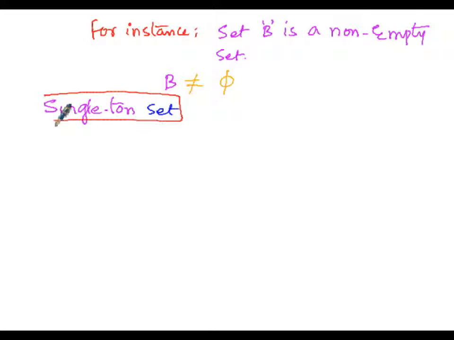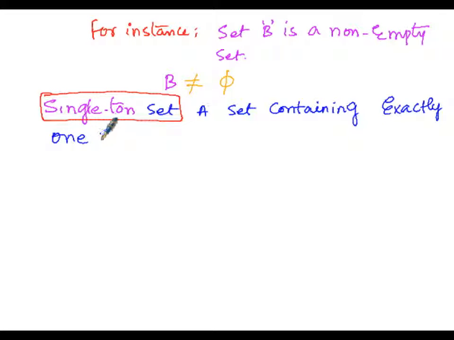The definition of this is: a set consisting of exactly one element in it will be called a singleton set. So here a set containing or consisting of exactly one element in that particular set is said to be a singleton set.